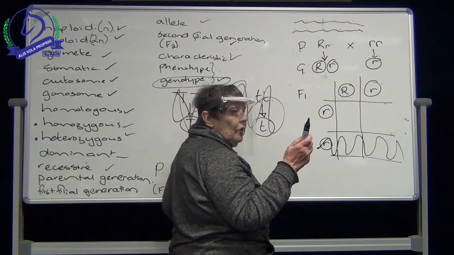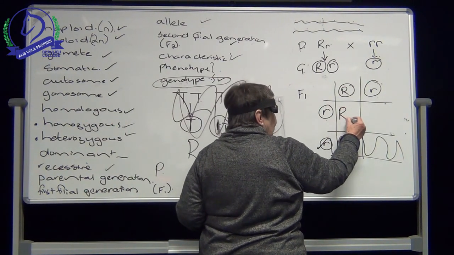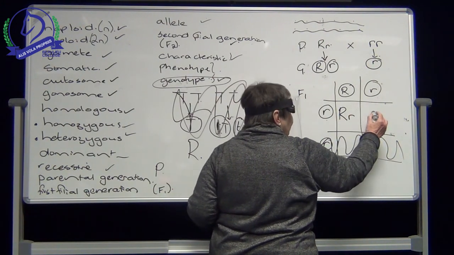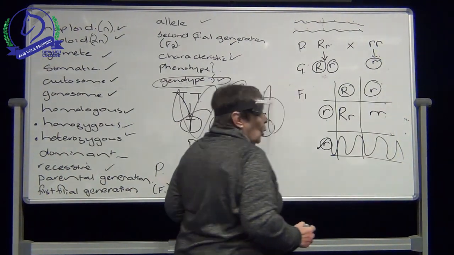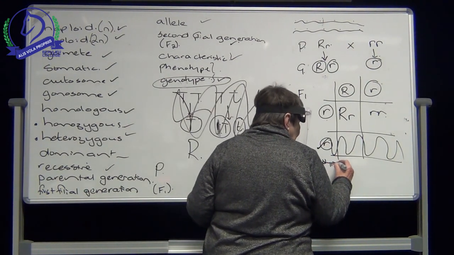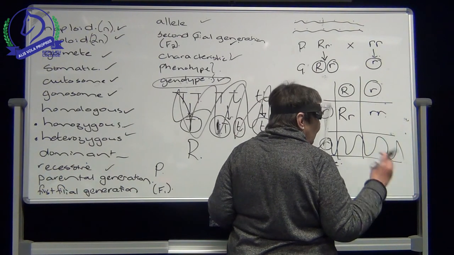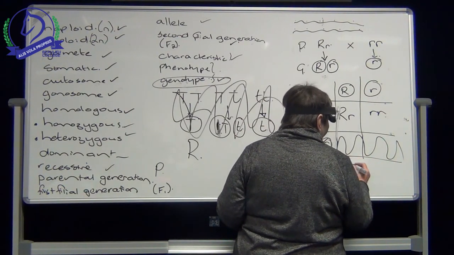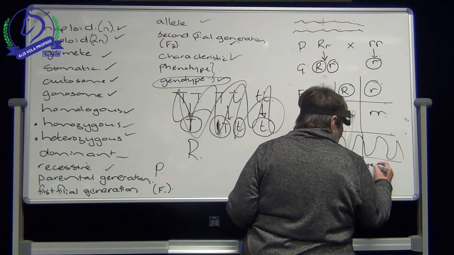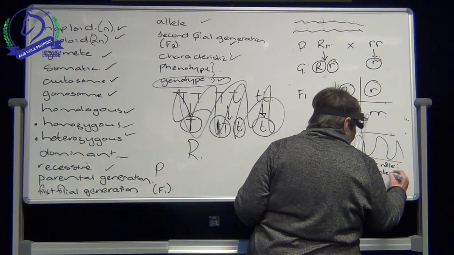Okay, let's go. Julia, sorry to interrupt your coffee. Big R, little R, little R. Are there circles here? No. Good. So, phenotype of the offspring. You can either say a half, or you can say 1:1, or you can say 50%. So one phenotype would be tongue roller to one non-roller.